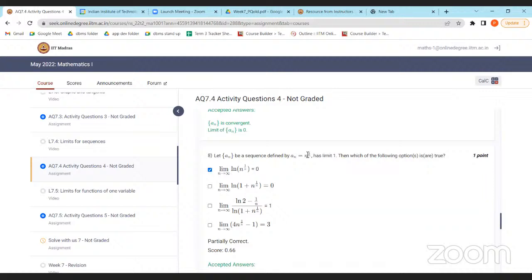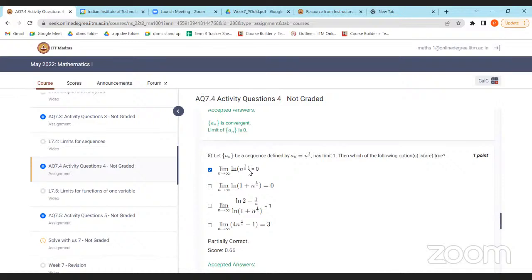So we are given limit a_n, where a_n equals n to the power 1 by n, has limit 1, right? If you apply this particular property that we have discussed, I can get limit of n to the power 1 by n is 1. So ln of 1 is 0, right?